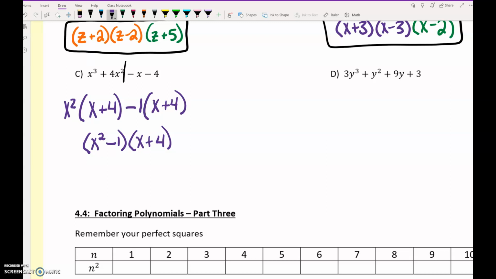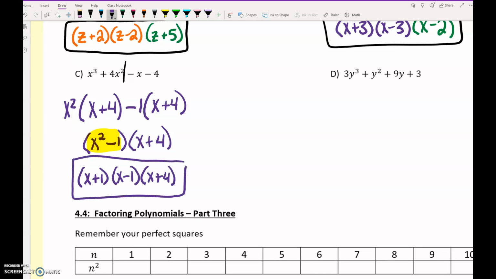Are we done? No. This one is very commonly missed. What is the square root of 1? 1. So this factors into x plus 1, x minus 1, x plus 4. So there's two quirky things about this one. The first is that they have negative 1 in common. The second quirky thing is that x squared minus 1 is a difference of two squares that you can factor further. A lot of you think, oh, 1, that's like the smallest you can be, so you're done, but you're not.